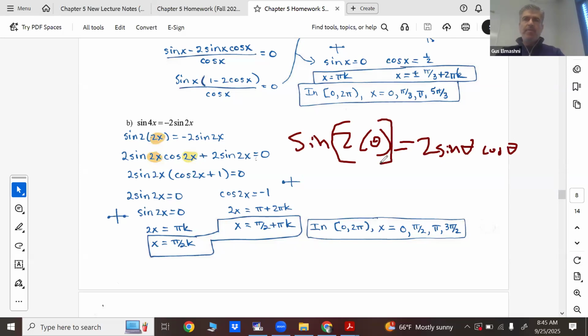Because we know this is true, right? Our double angle formula: sine 2 theta equals 2 sine theta cos theta. We know this is true. So then it's just theta. You're just doing the double angle formula. That's all you're doing. It's like that. That's it.